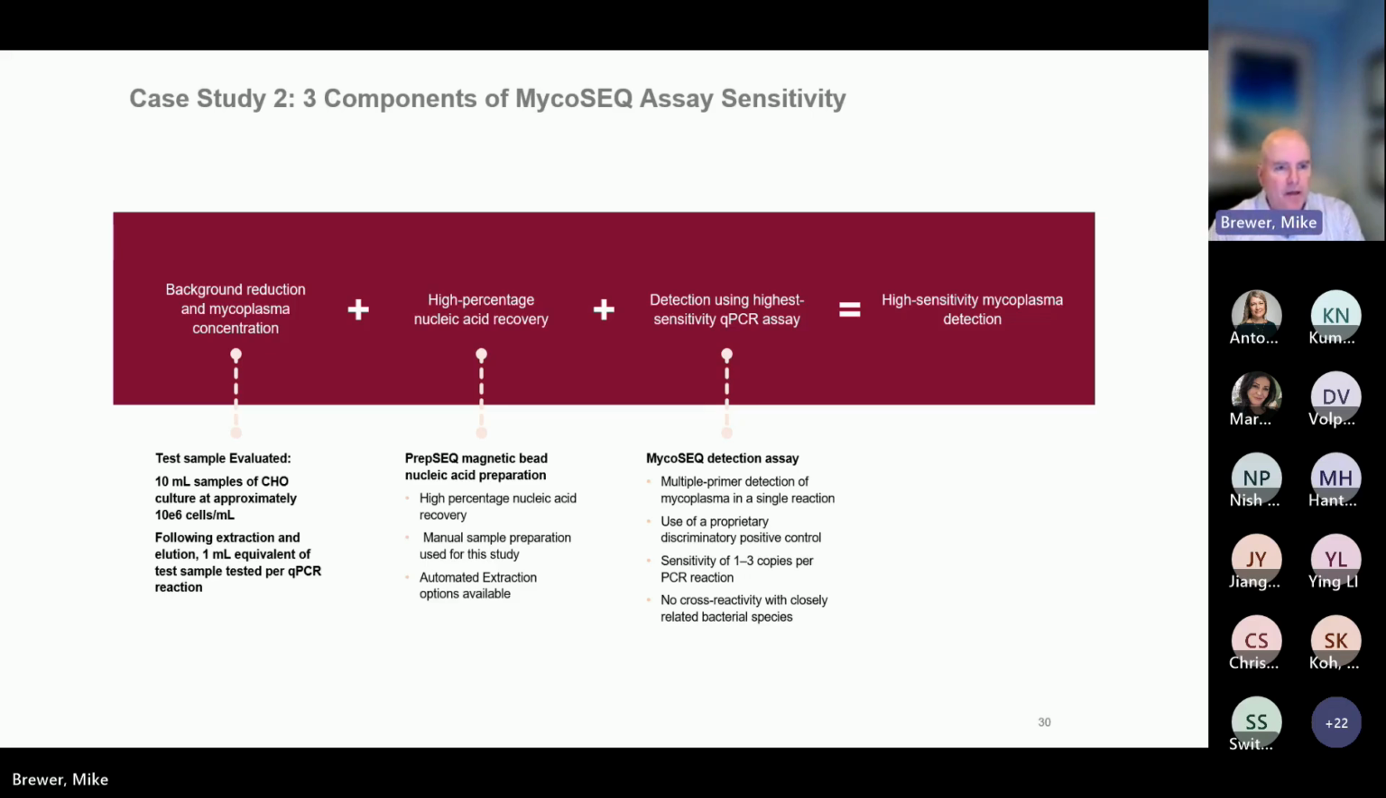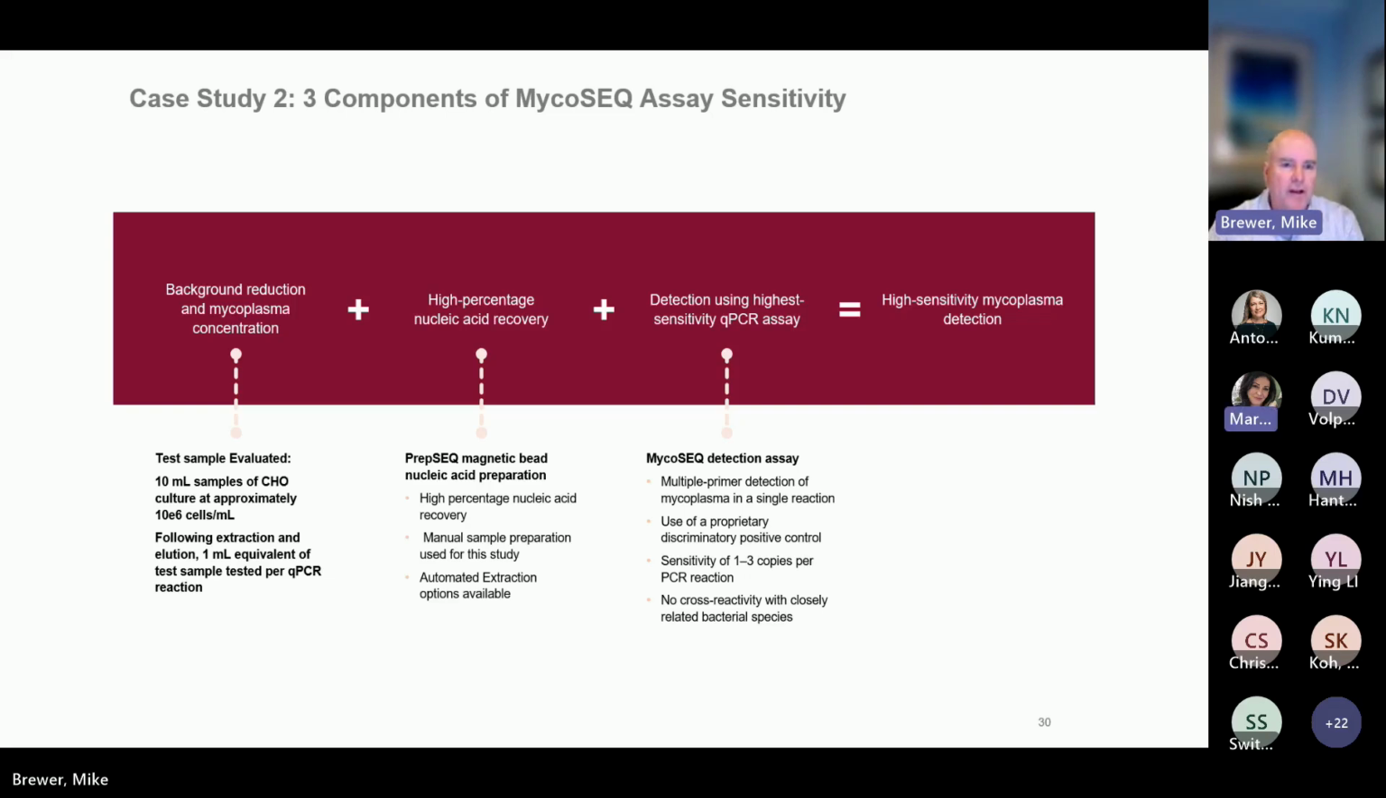Following the background reduction, we extract the nucleic acid. This uses a very high-efficiency magnetic bead-based extraction kit. It enables very high percent nucleic acid recovery. We actually share it with our quantitative host cell DNA assay and typically get yields, or recoveries, in the 80 to 100% range from complex matrices.